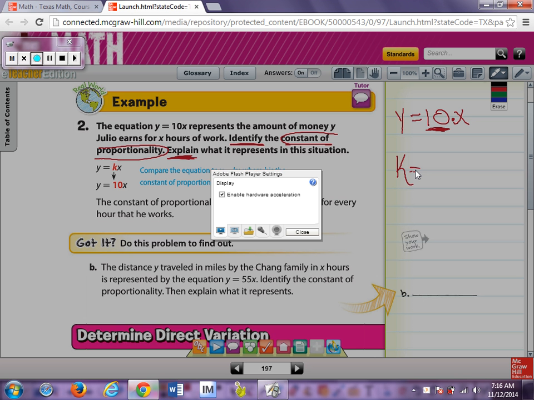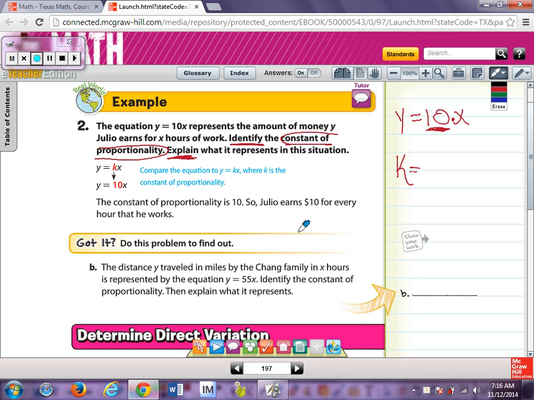Oops, my pen kind of froze here a little bit. There we go. k equals 10. Okay, I identified my constant. That was easy, but now I have to explain what it represents. Well, it tells me in the story that the amount of money y Julio earns, so this is money, depends on how many hours of work, x. So this is hours. So 10 must then represent how much money an hour Julio makes.